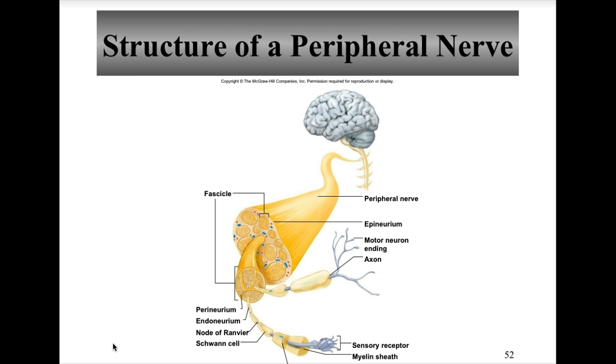So the structure of a peripheral nerve. A peripheral nerve is a cord-like bundle of axons that are wrapped in connective tissue. So you can see this in the picture here. There are three types of connective tissue wrappings that are similar to that of muscle. You have the endoneurium, which is around each axon and its myelin sheath. You have the perineurium, which is around each fascicle or bundle of axons. And then you have the epineurium, which is around each nerve. So here you can see the endo-, peri-, and epineurium in the diagram.